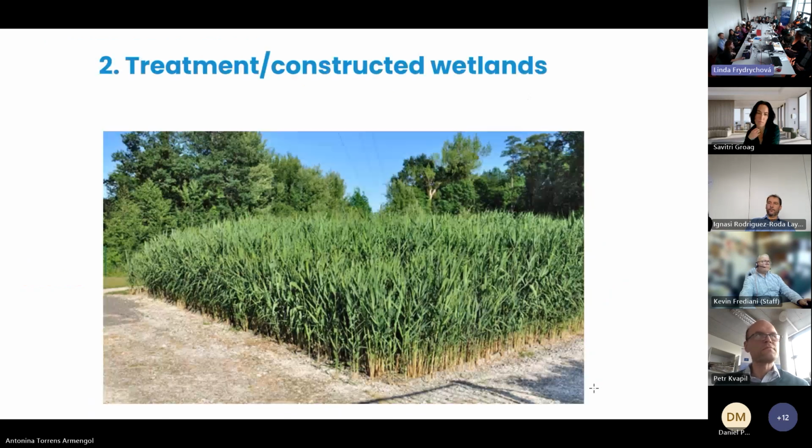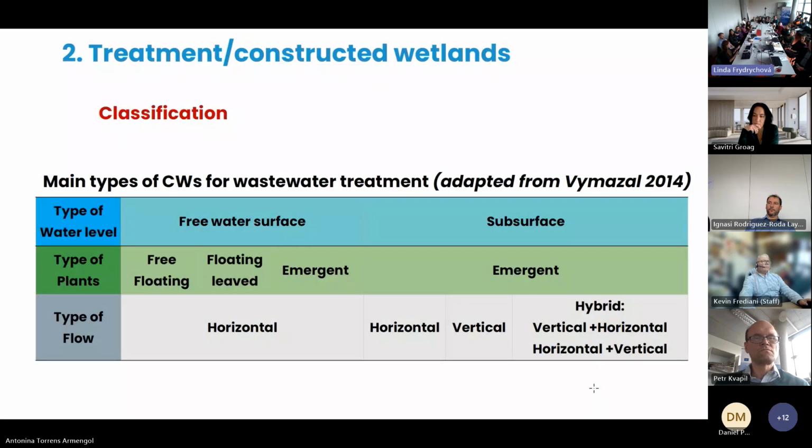For constructed wetlands, there are different types. Basically, I don't know if all of you know, but a wetland is like a pond, like a swimming pool, with some gravel, some media, some sand, some inlet and outlet structures for distribution of water, and some plants. And this is it. It creates an ecosystem that, depending on the oxygen conditions, can eliminate one pollutant or another.